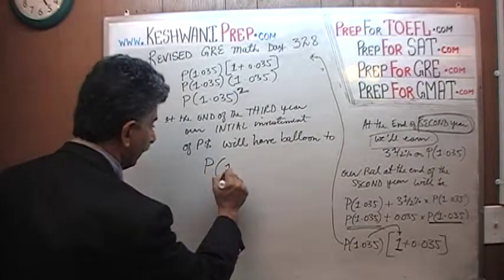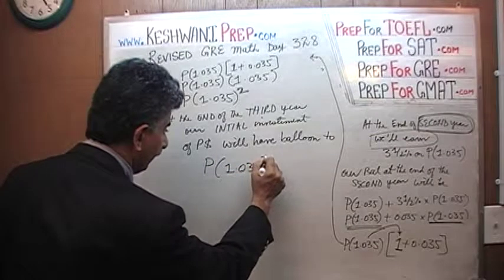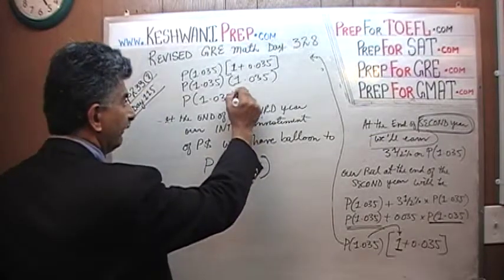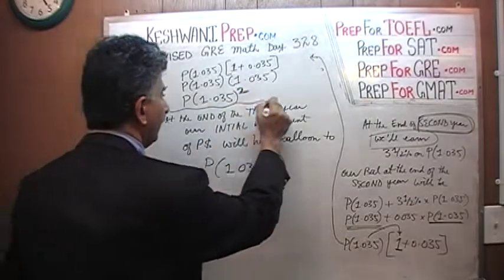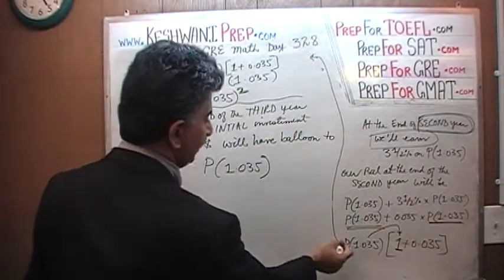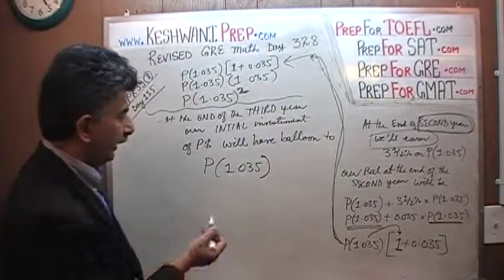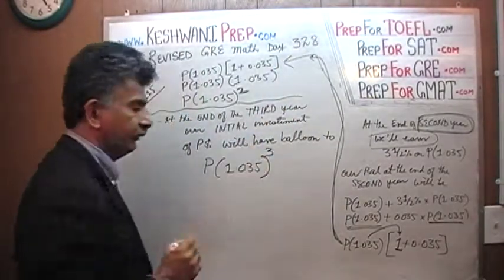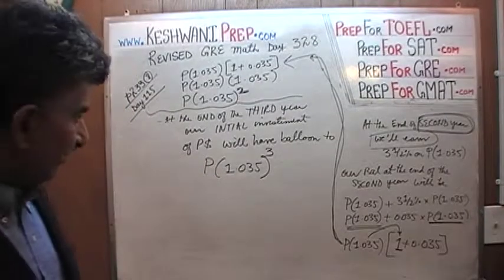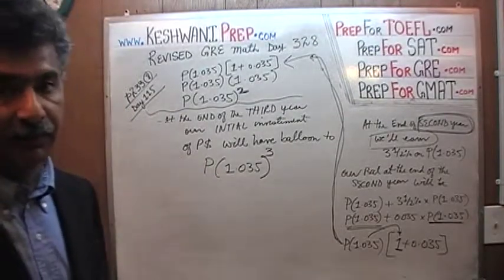P times 1.035 raised to not the second power. Second power represents the amount we have at the end of the second year, which was a continuation from here. At the end of the third year, we'll have this much amount. That's the amount we'll have in the account at the end of the third year.